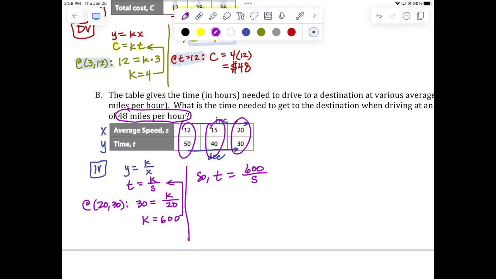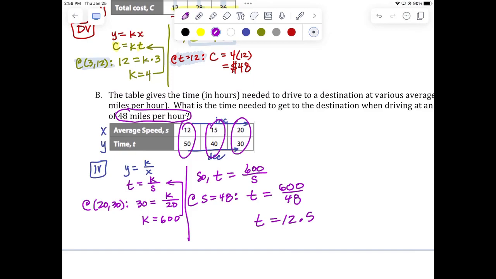So is 48 miles per hour here a t value or an s value? S value. So I'm going to say at s equals 48, colon. You're telling me what you're plugging in. You're telling me what the variable is. So I plug it in, and I get t equals 600 over 48. Now you could go off to the side and do long division, right? We just did long division of polynomials. Or you can go to the calculator and type it in, but you'll get t is equal to 12.5.